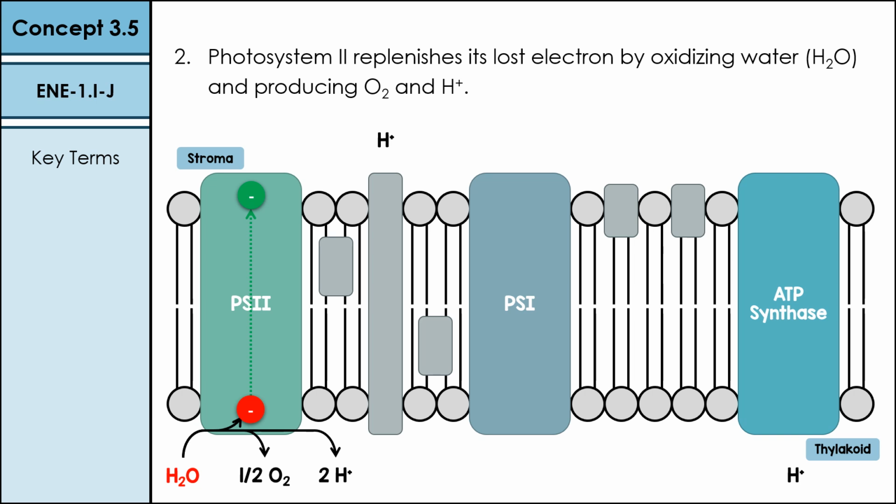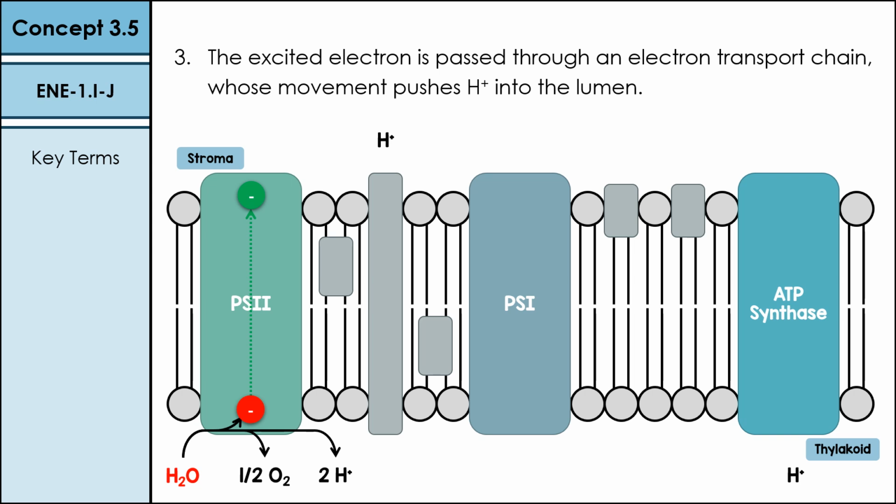So now that we have this excited electron and our previous electron is replenished, our electron is going to pass through an electron transport chain, and the kinetic energy of its movement is going to allow us to push hydrogen ions into the lumen of our thylakoid here. So we move our electron, and that allows for hydrogen ions to move into the lumen of our thylakoid. So we are moving them from a region of low concentration to an area of higher concentration eventually. So this is going to require energy, and the energy source in this case is the movement of our electron.